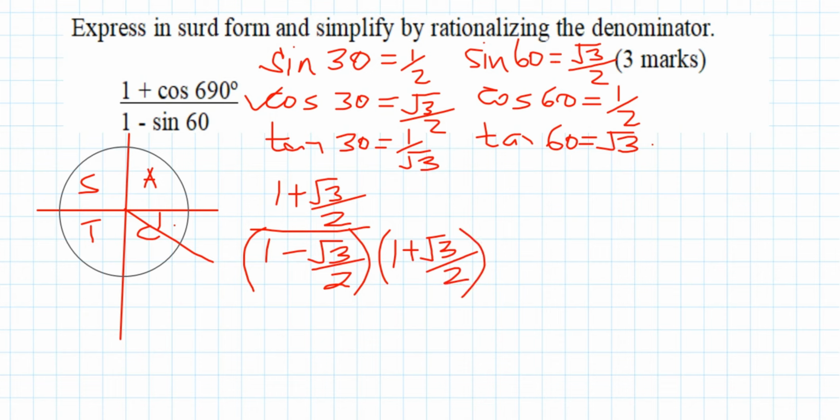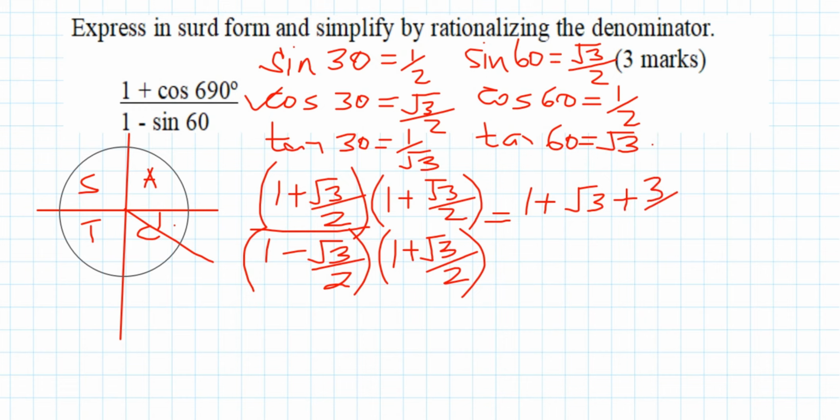And whatever you do to the denominator, it must also be done to the numerator. So we also multiply the numerator by 1 plus root 3 all over 2, like that. So simply here, you go ahead and work out. In the numerator, you can see that you're having a product of 2 squares. And so basically, when you multiply these two, you're going to have 1, and then plus root 3, and then plus 3/4.